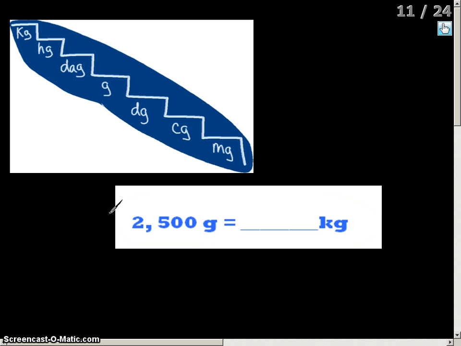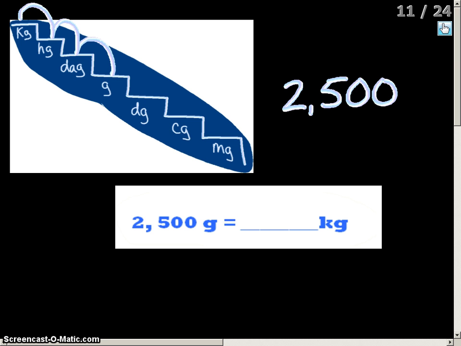Okay, now that you've written down your stair steps, let's go through this problem together. We have 2,500 grams equals how many kilograms? So first of all, let's rewrite 2,500. And then we'll start at our grams and move up the steps to kilograms. Since you have your stair steps, just do this lightly so you can erase your pencil marks and use it over and over again. So we'll start at our grams, 1, 2, 3 steps up to my kilograms. Now the decimal point is always understood to be to the right of the ones place, even though it's not there. So I've moved 3 steps up to my kilograms.